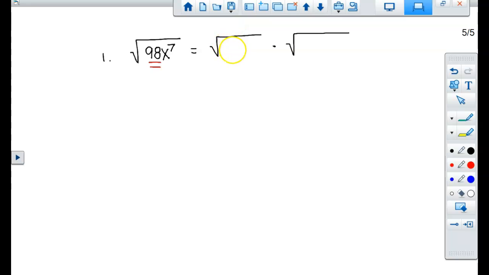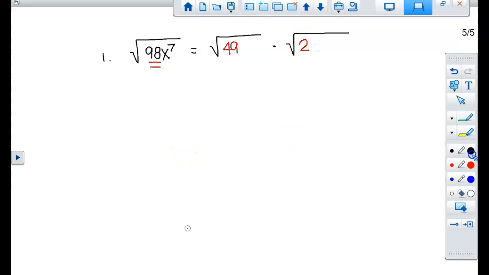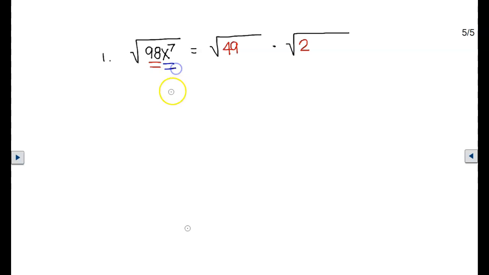So I'm going to do the square root of 49 times the square root of 2 for my 98. Notice that that comes from the list. Now, I'm going to look at my x to the 7th. In order to be able to take the square root, I need an exponent that is even. Well, the biggest even exponent that I can get out of x to the 7th is x to the 6th. So I'm going to take my x to the 7th and factor it as x to the 6th times x to the 1st.